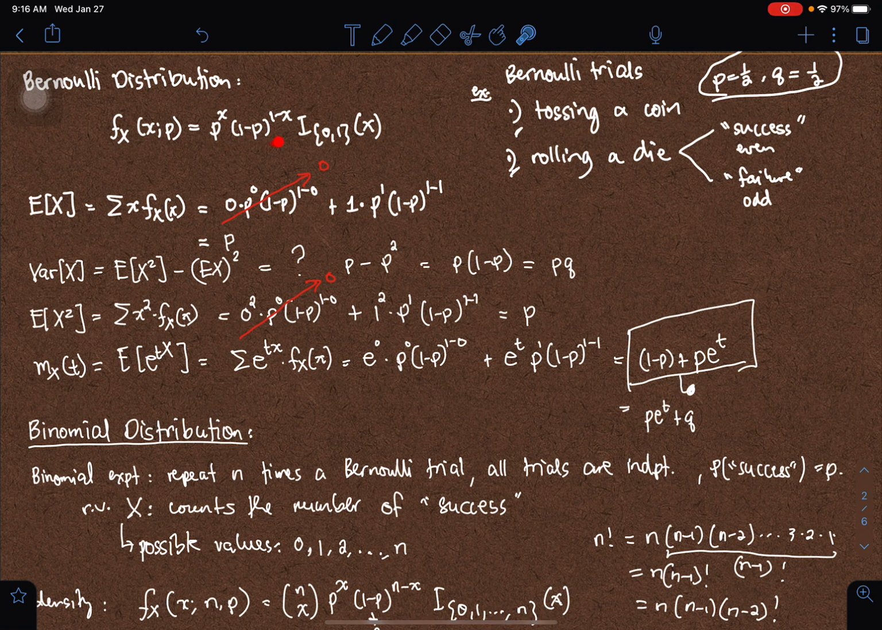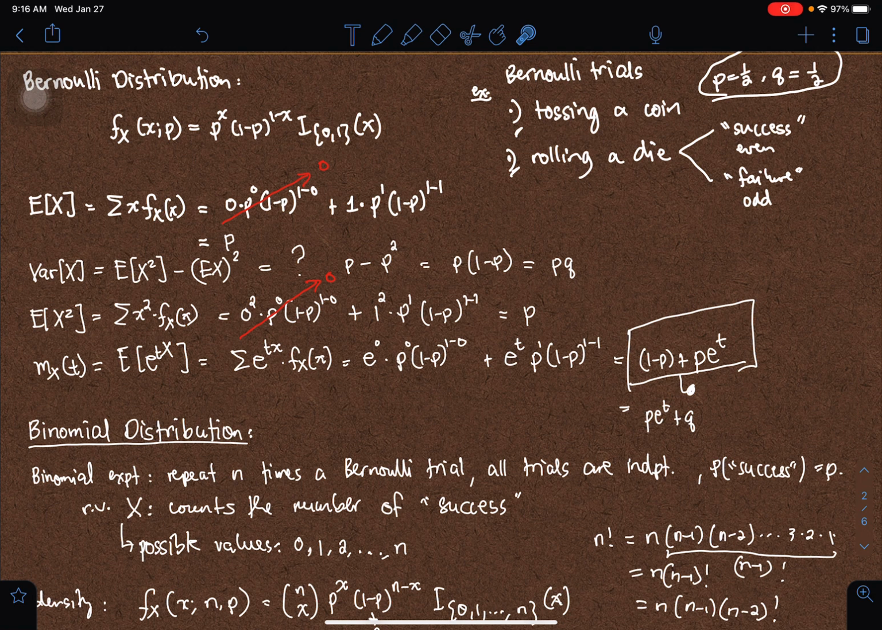So we must be able to get p here when we substitute 1, which is true, because (1 minus p) raised to 1 minus 1 is just 1. And p to the 1 is p. And also, when x is 0, we will get the probability of occurrence of a failure outcome. So p to the 0 will be 1, (1 minus p) raised to 1 minus 0 will be 1 minus p.